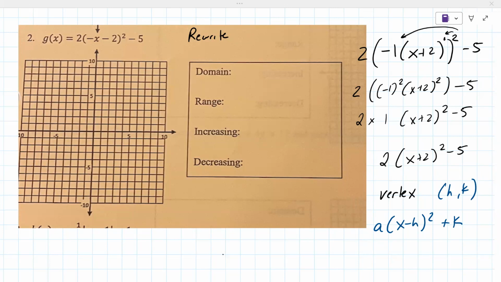Is it 2, -5? So the -5 is correct. The 2 is actually the opposite of the sign inside the parentheses here. So the vertex is actually at -2, -5. And so you want to put a dot there. There's the dot for -2, -5.